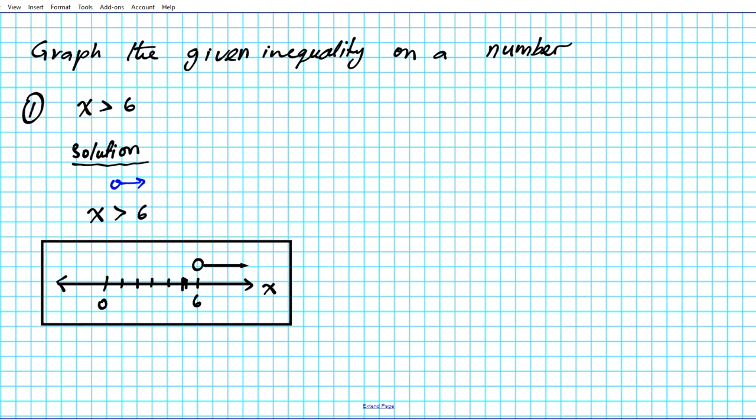All right, let's take a look at another example. Let's say we have the inequality x is less than or equal to -3. What does the graph of that equation look like? So since we have x is less than or equal to -3, less than is going to be going to the left, and we have equal to, so the circle is going to be closed. So we're going to have a closed circle going to the left. Okay, let's go ahead and graph that.